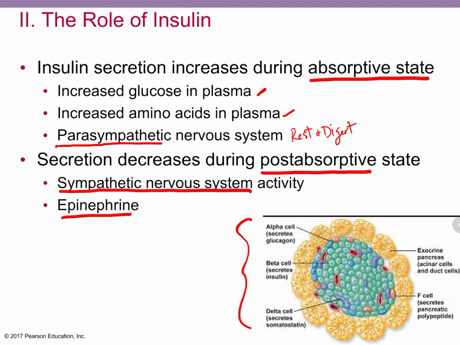All right, so this picture down here is just to remind you of the islet. This is a pancreatic islet. These are the exocrine glands. Don't worry about those for this lecture. Those are going to secrete digestive enzymes. But then we see our collection of beta cells that secrete insulin and our alpha cells that secrete glucagon.